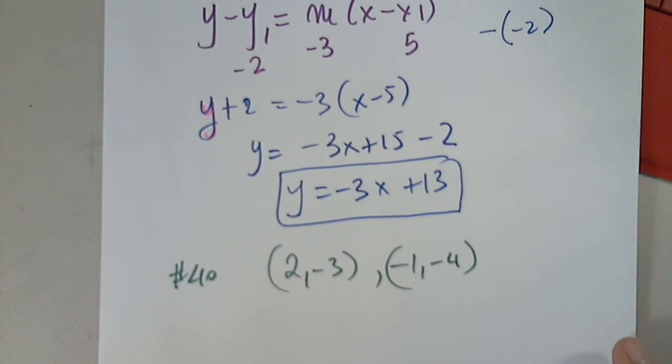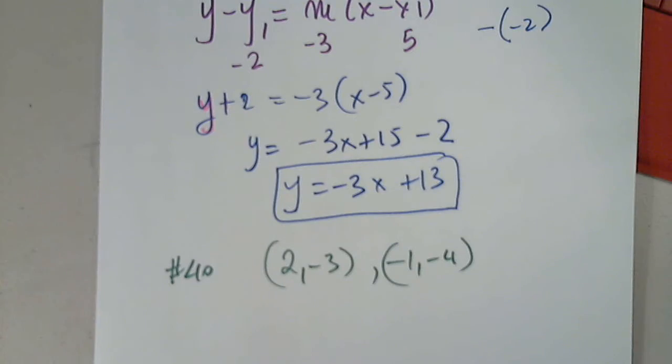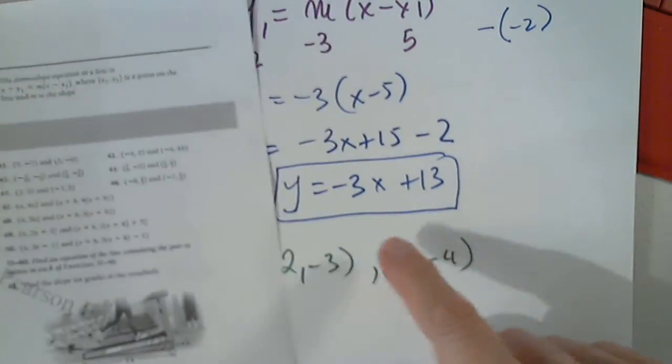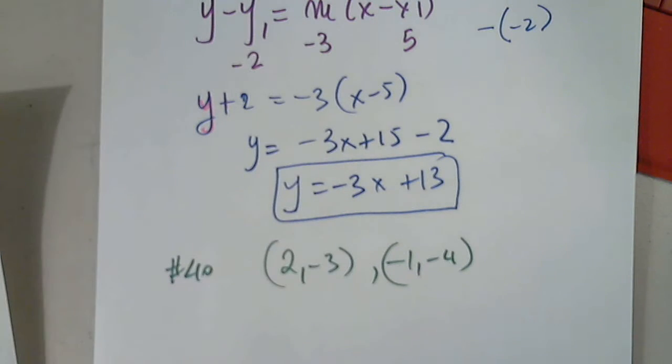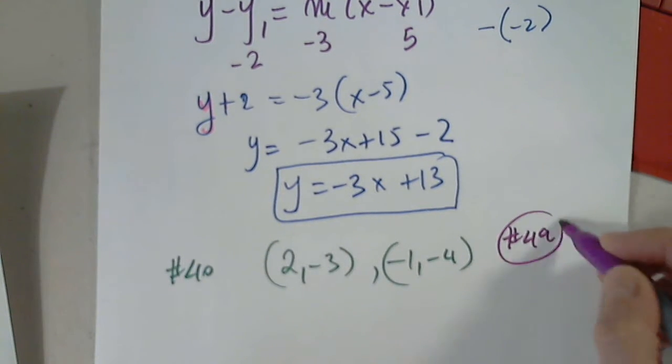Could we do number 49 then? Say it again. Number 49. So you wanted to do this and also 49. Yes? Yeah. Excellent. Very good. Good idea. I'm going to write it here so I don't forget.